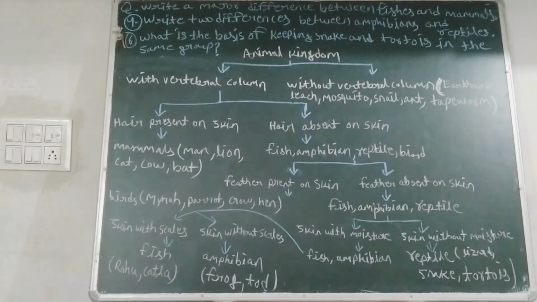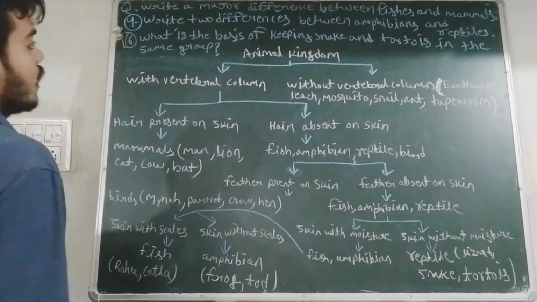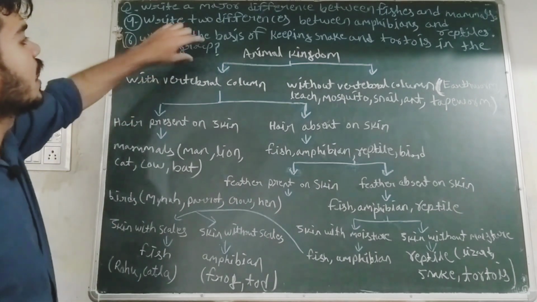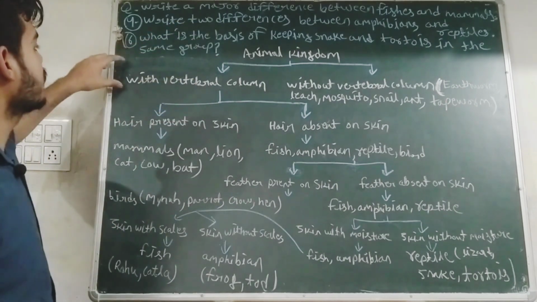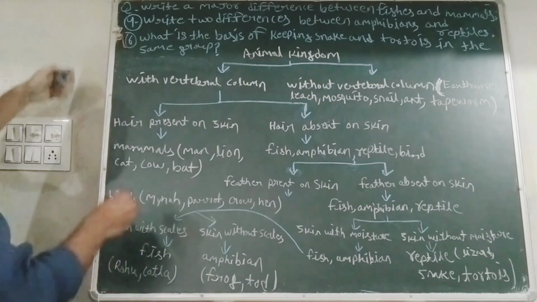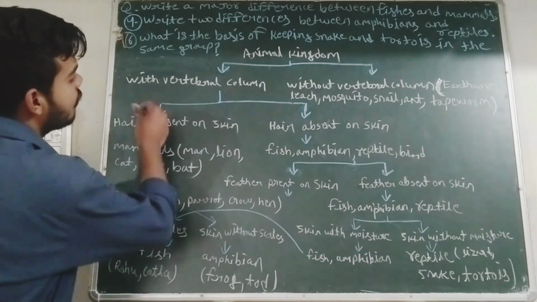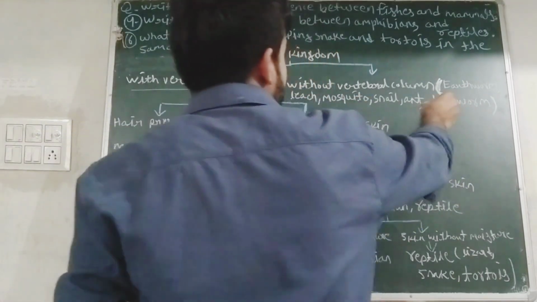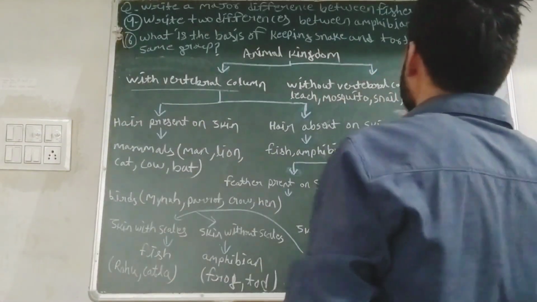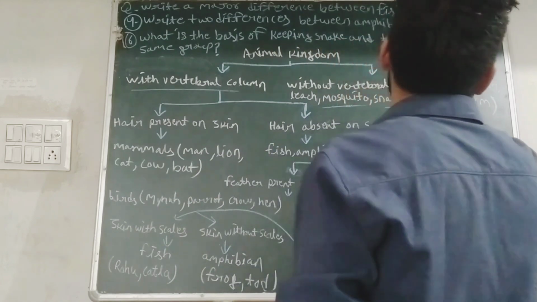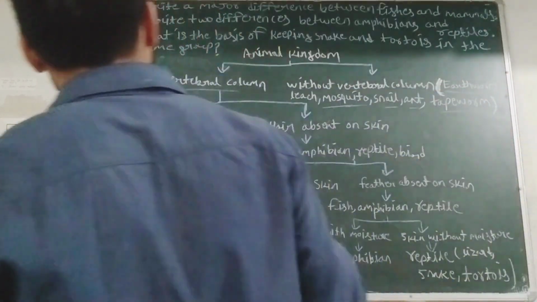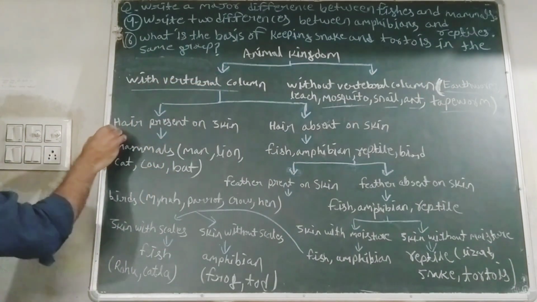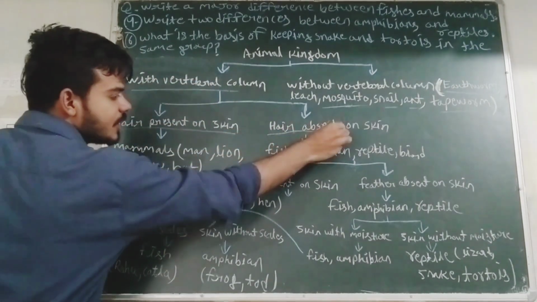So students, we will study about the classification of the animal kingdom. The animal kingdom is classified into two parts: first, with vertebral column, and second, without vertebral column. Examples of without vertebral column are earthworm, leech, mosquito, snail, ant, and tapeworm. And with vertebral column has two parts: hair present on skin and hair absent on skin.